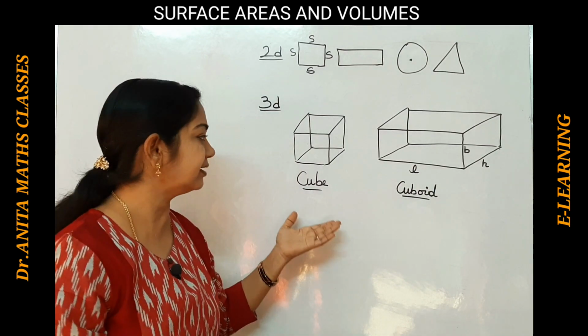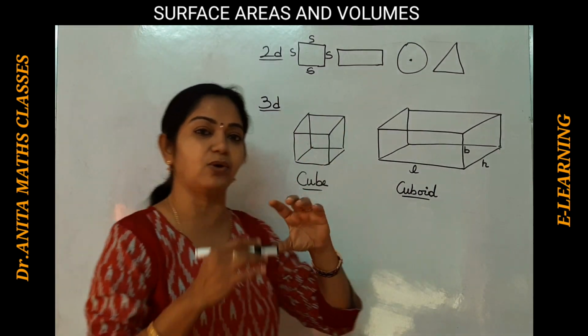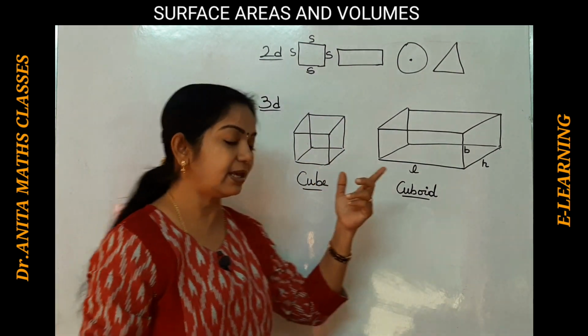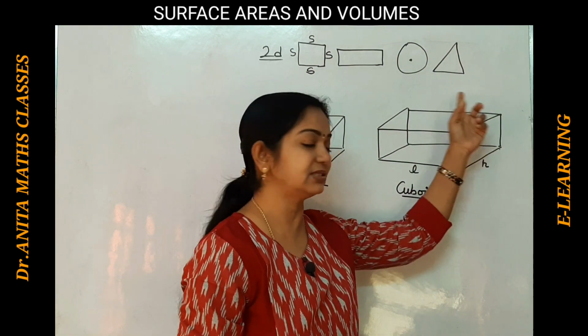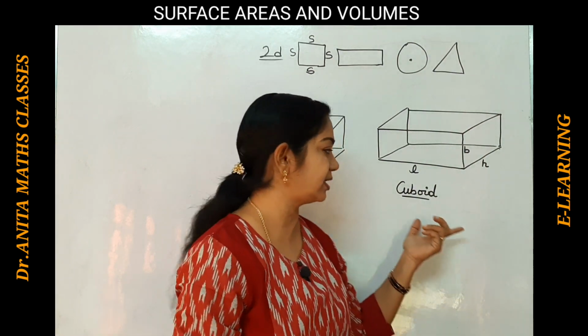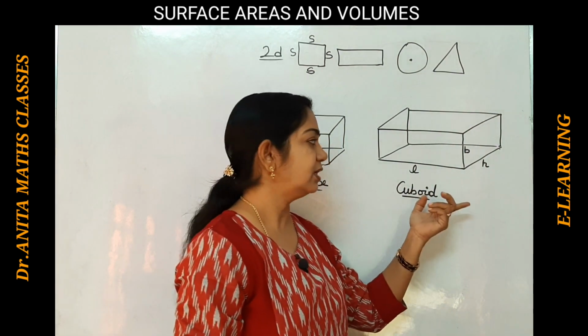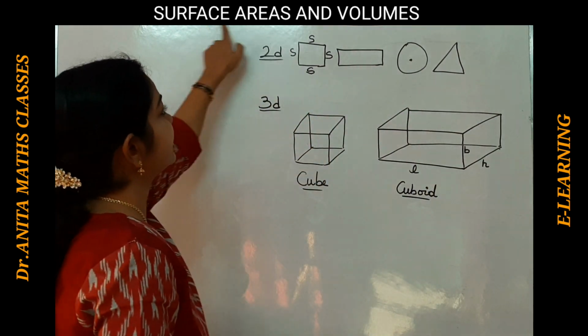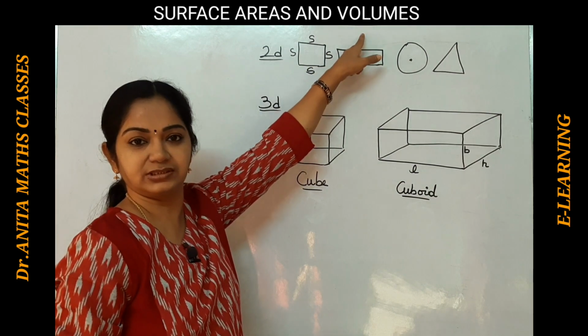In a prism, in particular, if all the 6 faces are squares, then it is called a cube. And a prism in which all the 6 faces are rectangles is called a cuboid. So today we will learn about cube and cuboid, their surface areas and volumes, right?